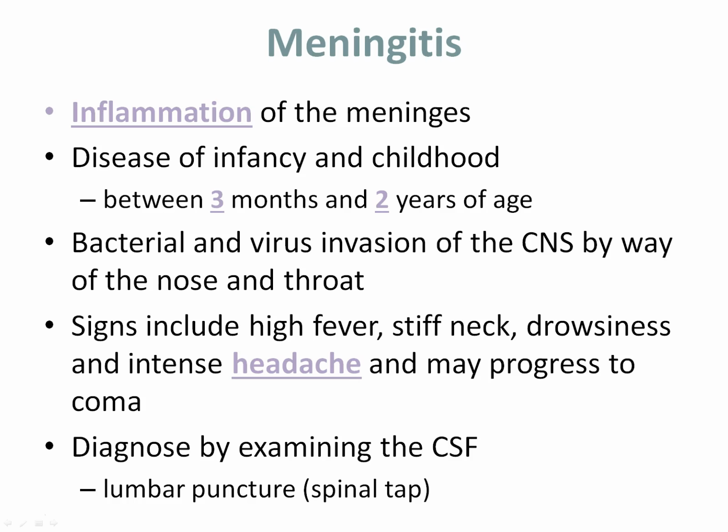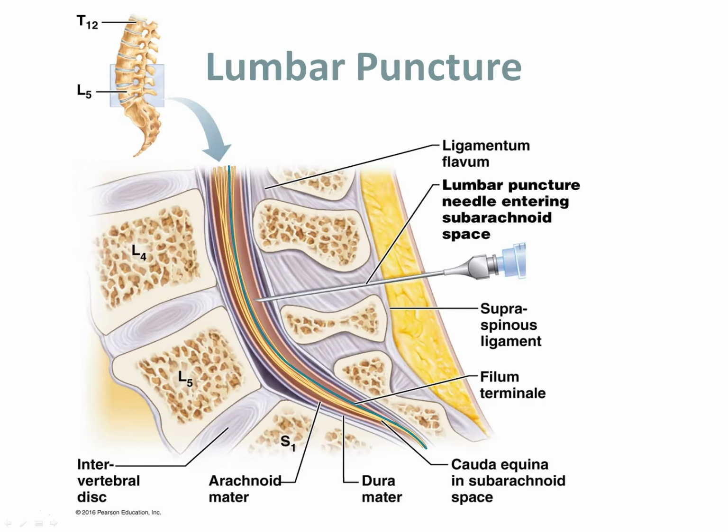These bacteria and viruses can invade the central nervous system by way of the nose and throat, and signs are going to include a high fever, stiff neck, drowsiness, and an intense headache that may progress to coma if the meninges are so inflamed that they compress the brain inside of the skull to the degree it causes coma. This is diagnosed by examining the cerebrospinal fluid via a lumbar puncture. So in the cerebrospinal fluid, either bacteria or a virus should be found, and that can determine what type of meningitis the individual has. Here's what a lumbar puncture looks like.